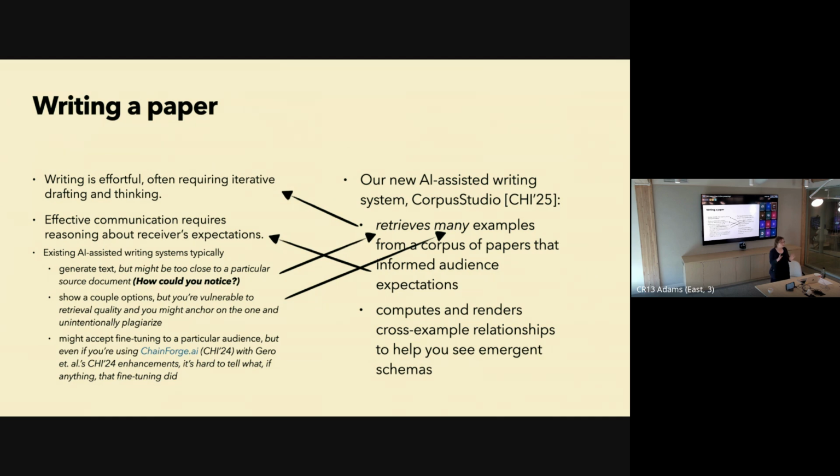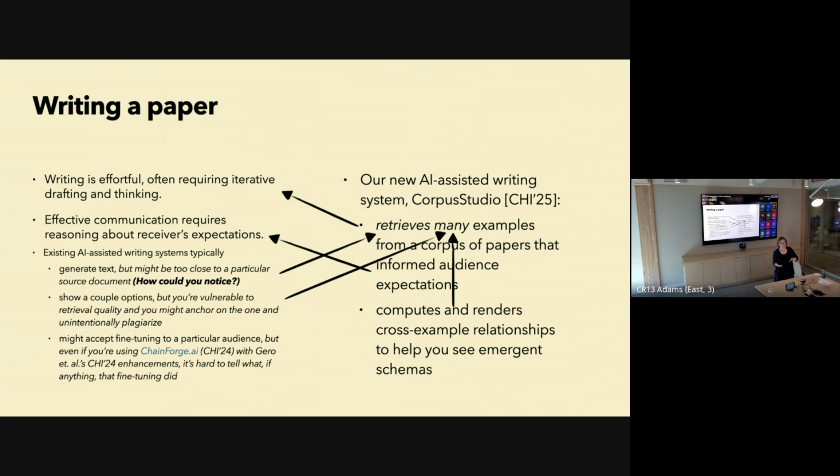Right? I don't have to reinvent the wheel. I can sound very similar to those, or for someone who's trying to teach a new person, show this is how it's typically written, or just help you see emergent schemas where you hadn't noticed them. So that's how, by computing these cross-example relationships, we help you deal with the many, right?